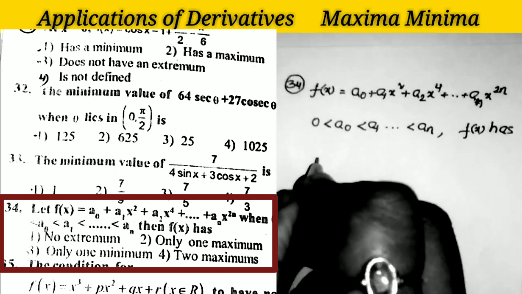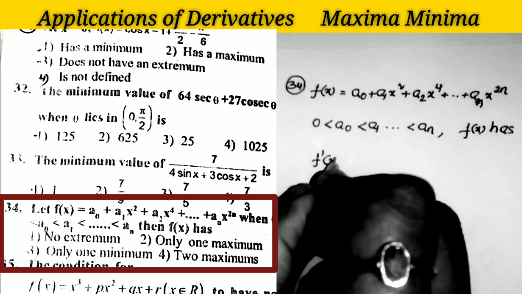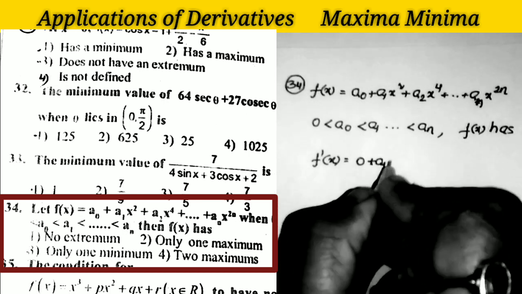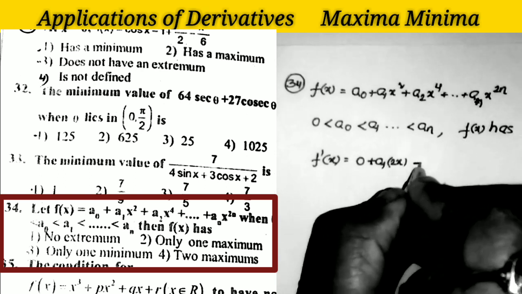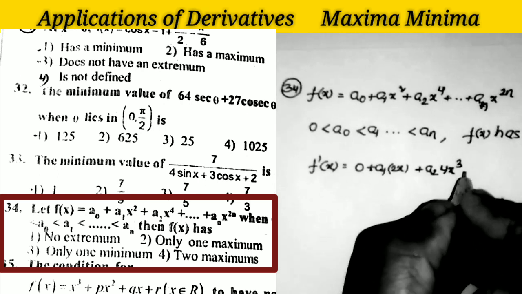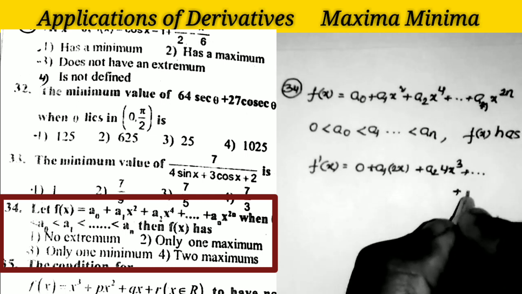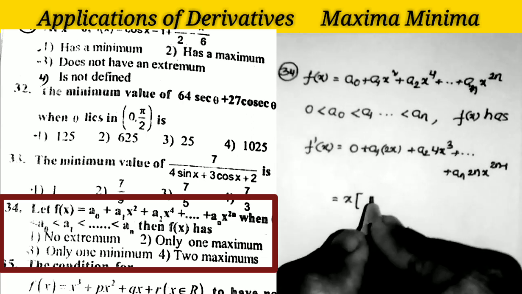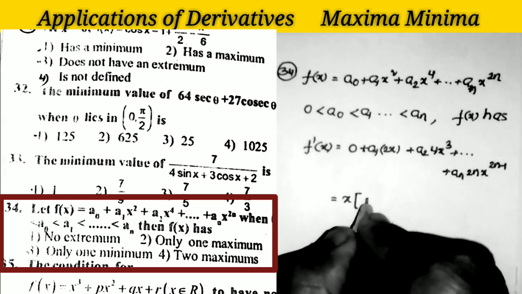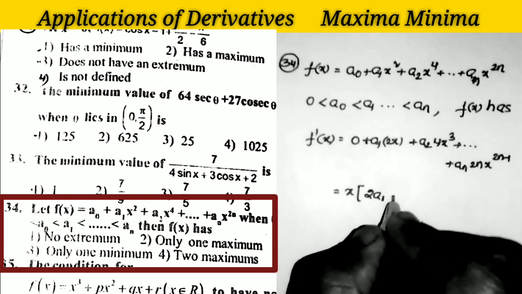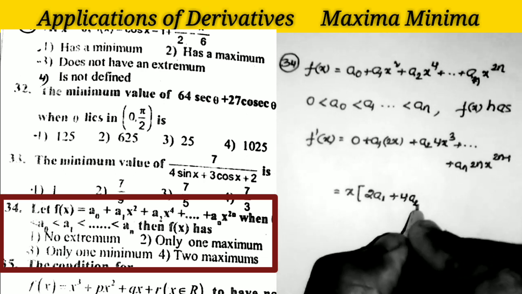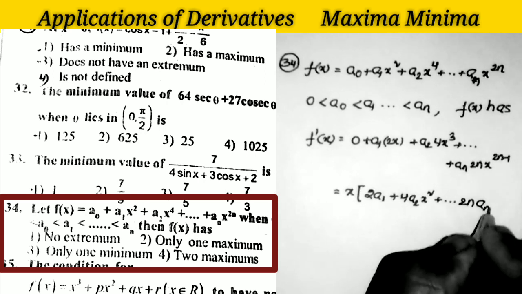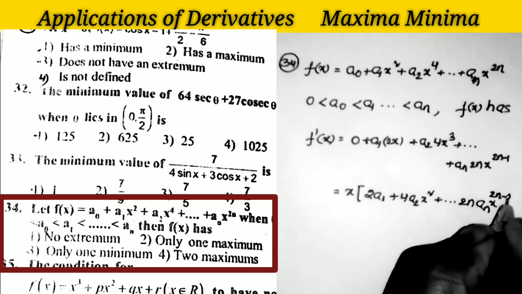Okay, so first f dash of x, doing the derivative. What is the f dash of x value here? a0 is a constant, its derivative is equal to 0, and a1 into x square, derivative 2x, and a2 into x power 4, derivative 4x cube, and so on, plus an into x power 2n, derivative 2n into x power 2n minus 1. Okay. Now in the next step we are taking x common from all these terms, that is x into 2a1 plus 4 into a2 into x square and so on, 2n into an into x power 2n minus 2. Okay, just taking x common.